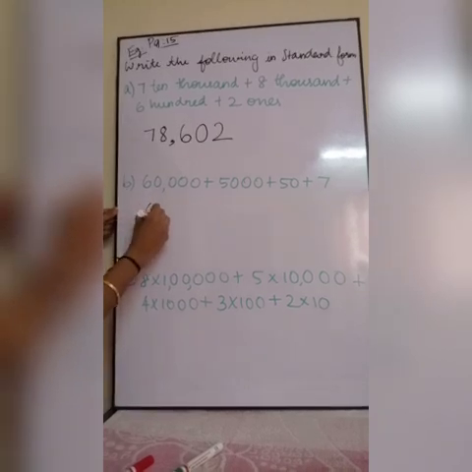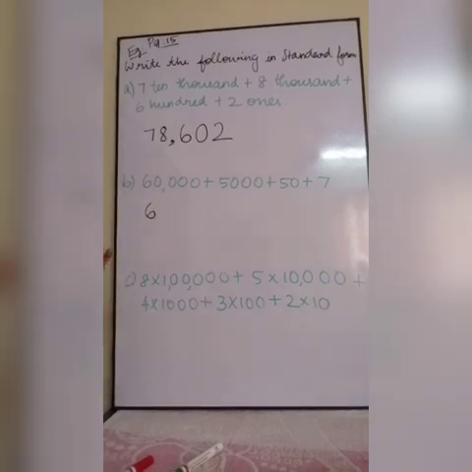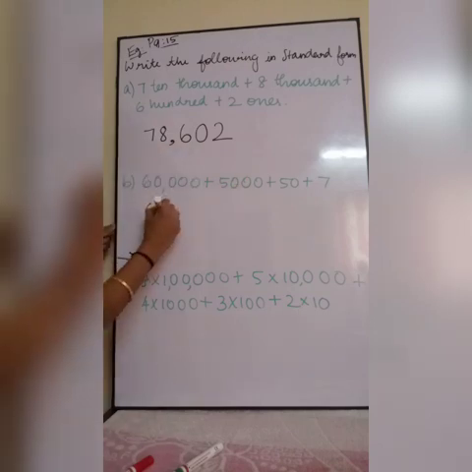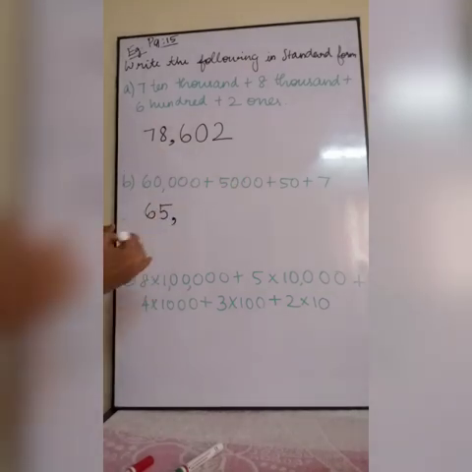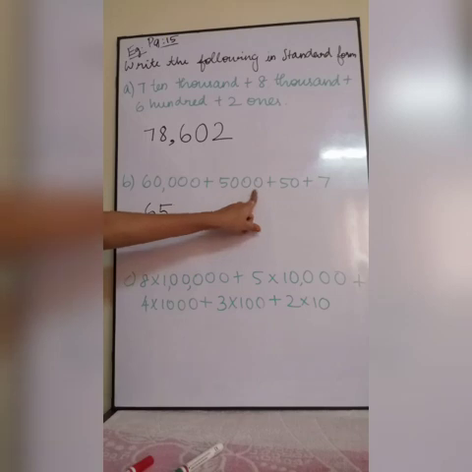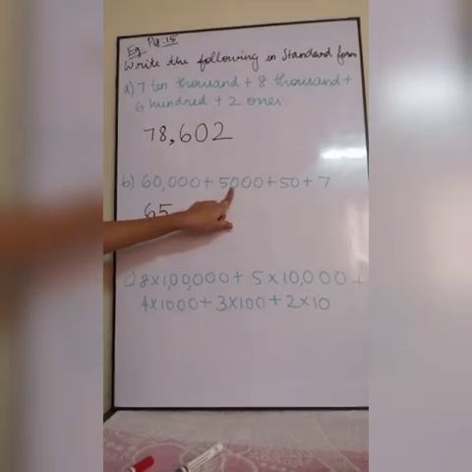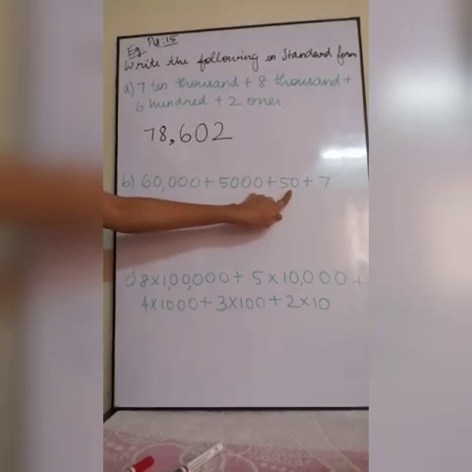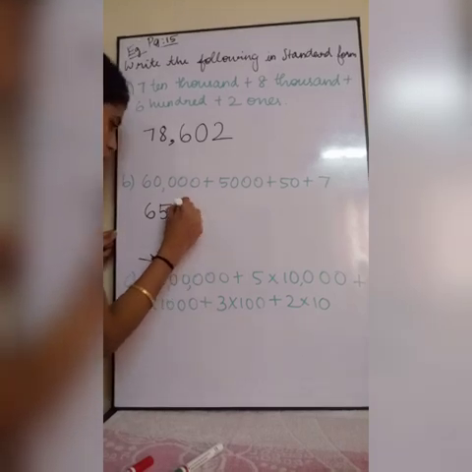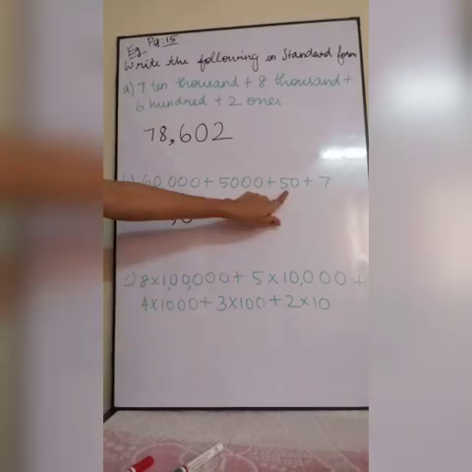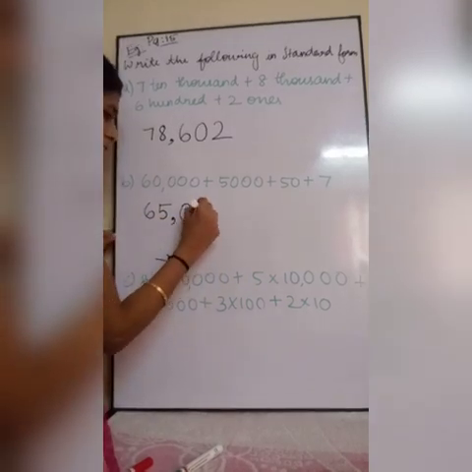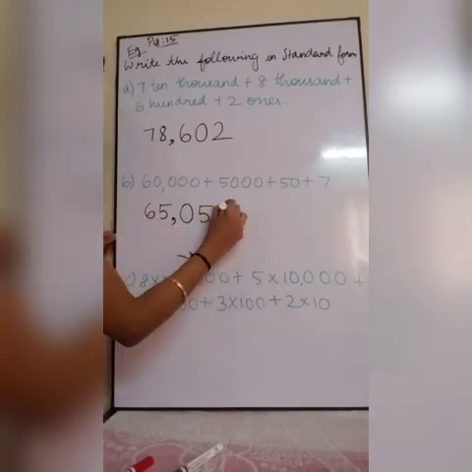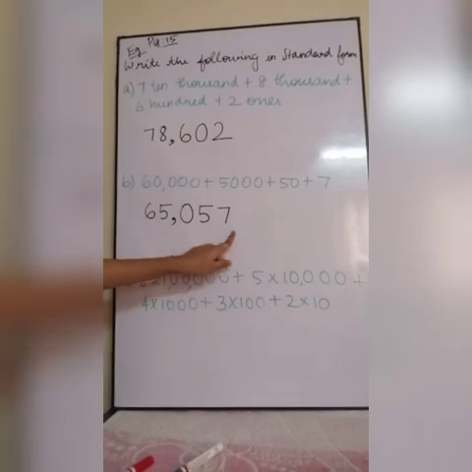60,000, so I am writing 6. After 60,000, the 1,000 place should be there. Yes, 5,000, so I can write this. After thousands, the 100 place should be there. Is there any 100 place here? This is 1,000, and this is the tens place. So no 100 place, so I am putting 0. After the 100 place, the tens place should be there. It is there, so 5. After that, the ones place, so 7. So this is my answer.